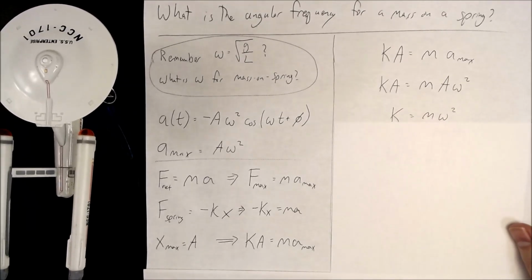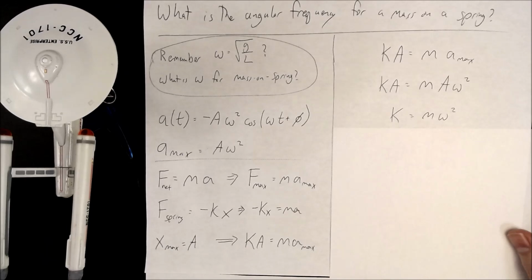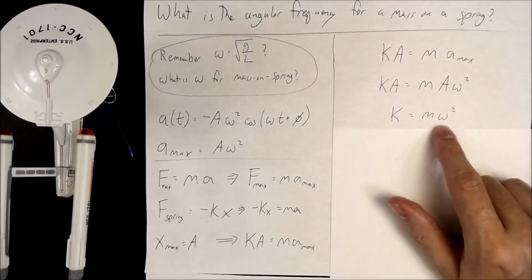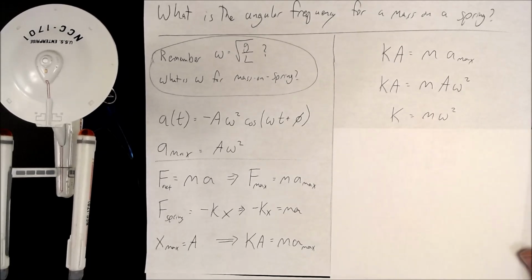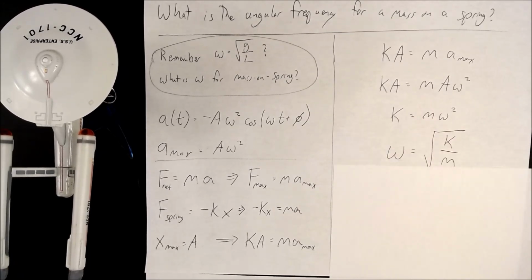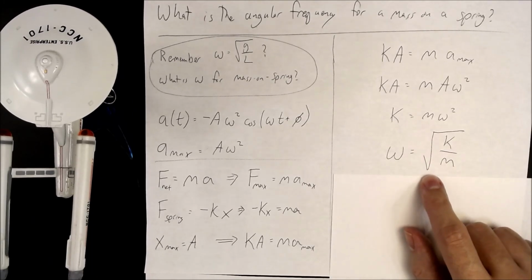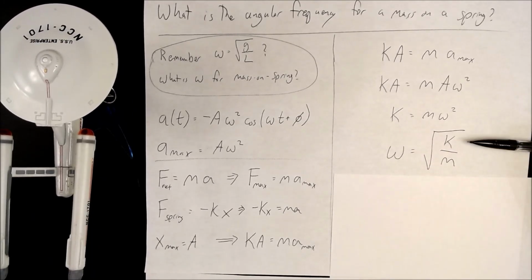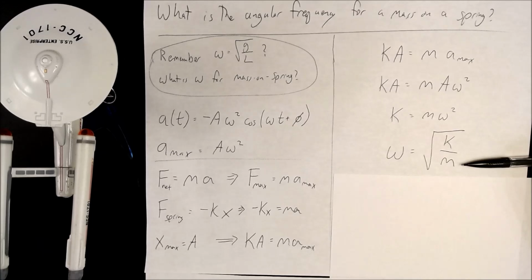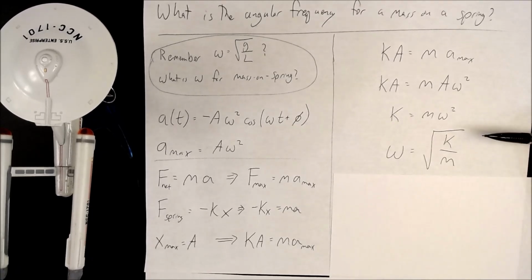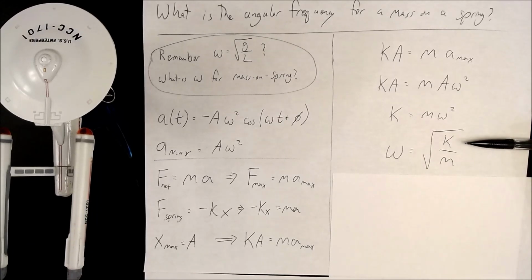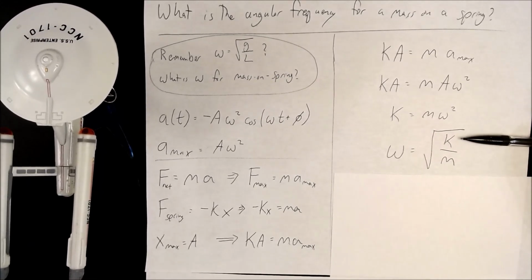We can cancel some amplitudes. And now we've got that the spring constant is equal to the mass times omega squared. And then it's not that big of a leap to notice that omega must be equal to the square root of the spring constant divided by the mass of the object on the spring. If you have a very weak spring, then you have a very small k, very small spring constant.